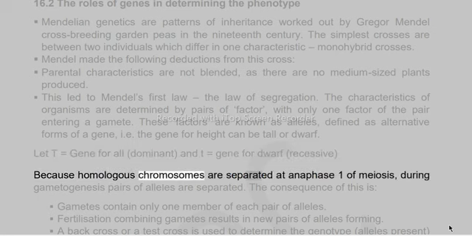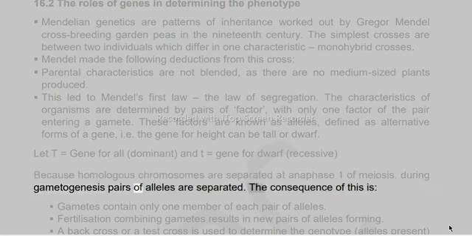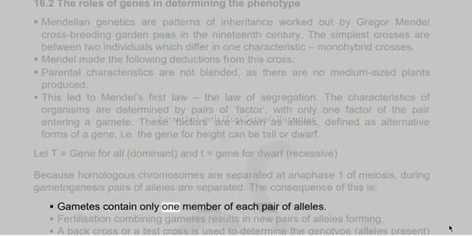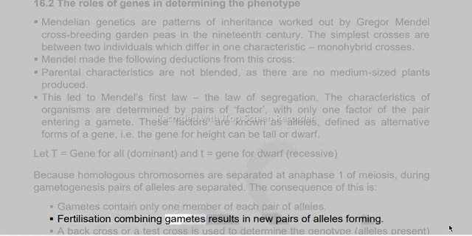Because homologous chromosomes are separated at anaphase I of meiosis, during gametogenesis pairs of alleles are separated. The consequence of this is gametes contain only one member of each pair of alleles. Fertilization combining gametes results in new pairs of alleles forming.